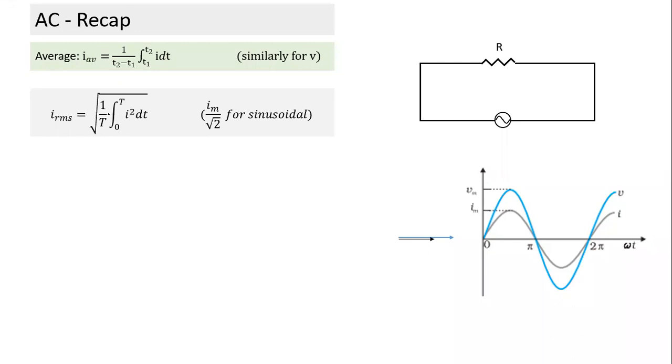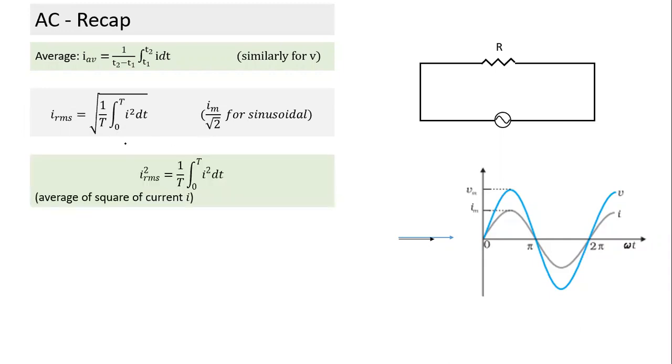For current which is varying as a sine function, IRMS comes equal to the maximum value of current divided by root 2. Unless it is stated otherwise, whenever we refer to IRMS, it means it is for a time interval equal to the time period. That's IRMS, and for a sinusoidal function, it is Im by root 2.